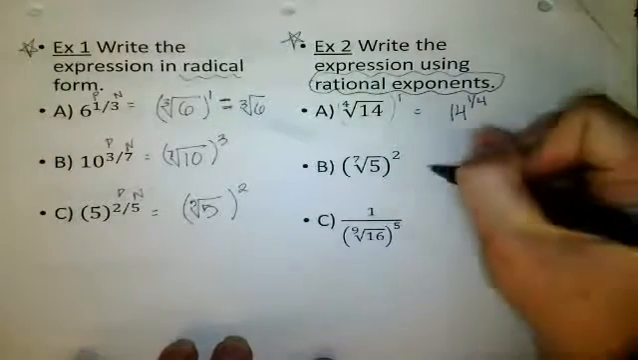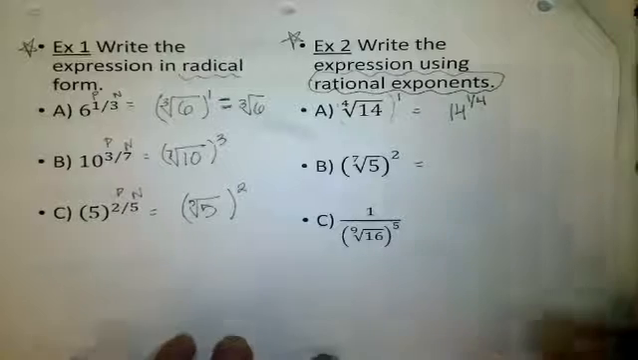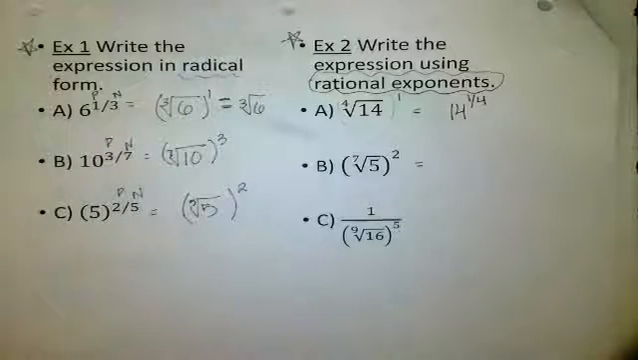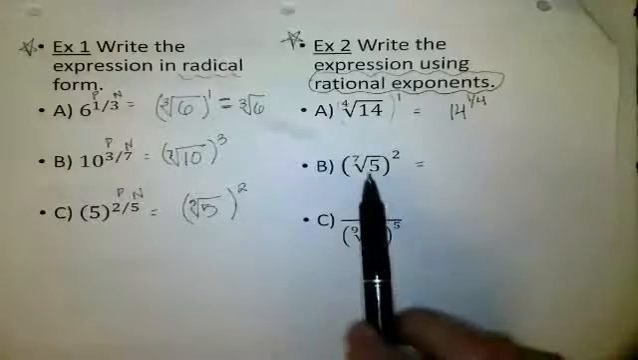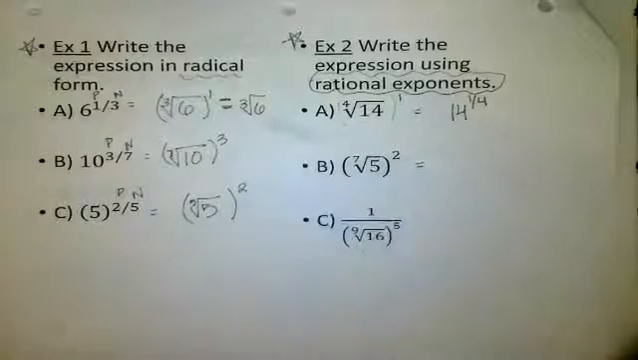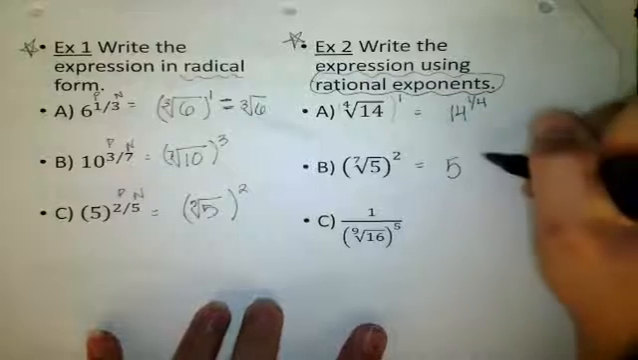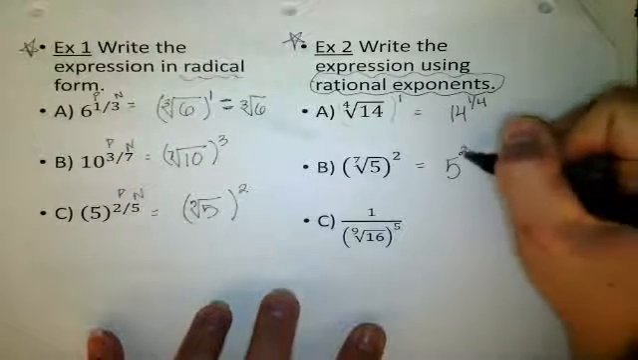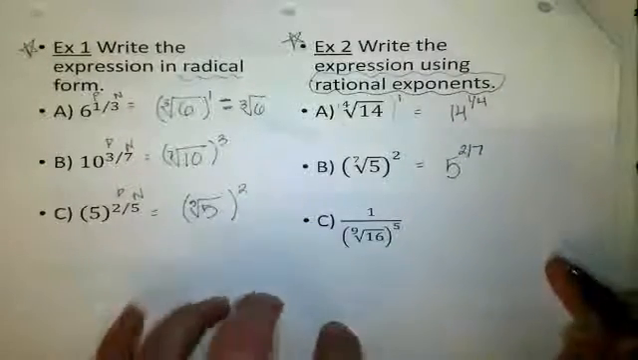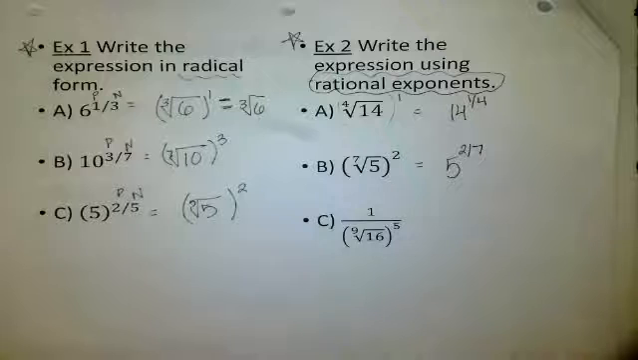Good. All right, letter B is the 7th root of 5 quantity squared. That's how you would read that out loud. The 7th root of 5 quantity squared. What's the base? 5. So how does the exponent go? 2 over 7. Very good. Power over index.